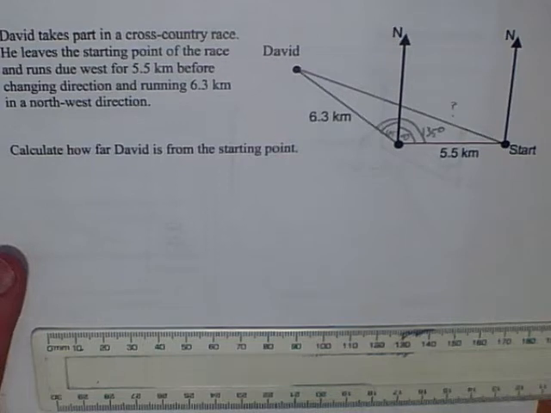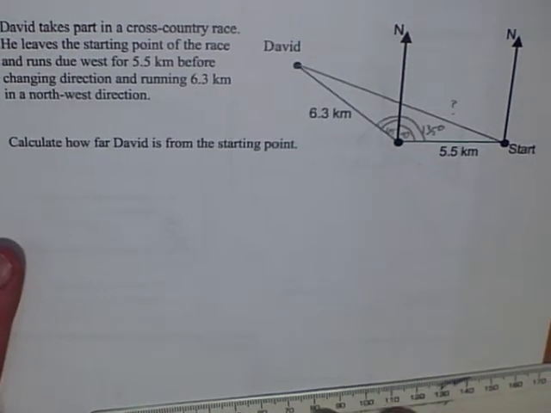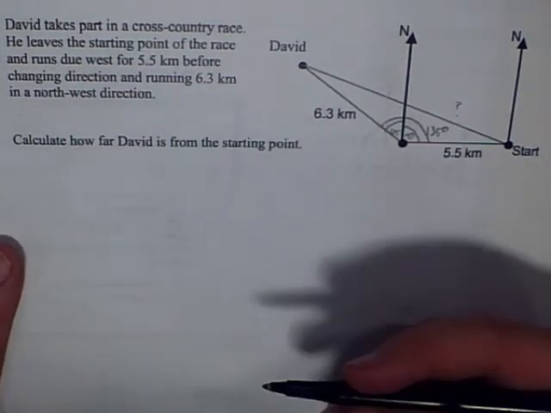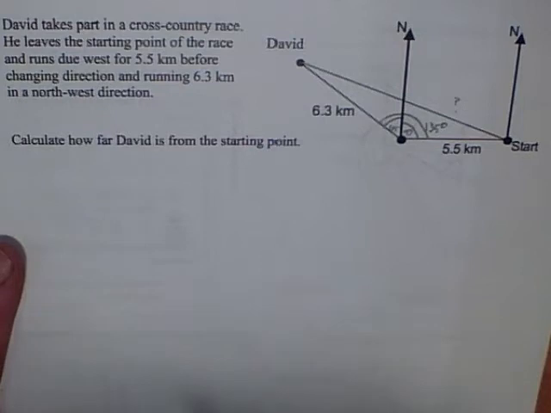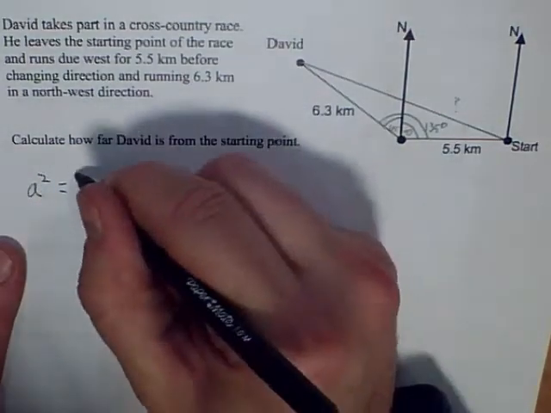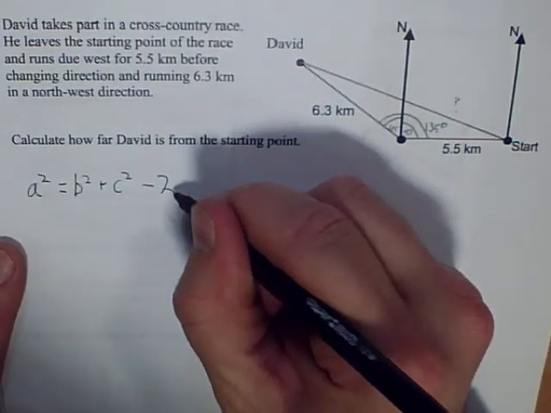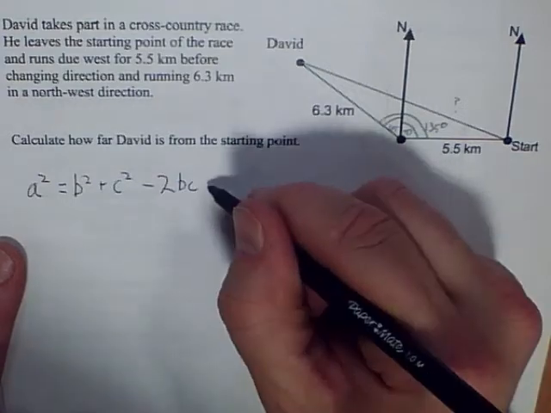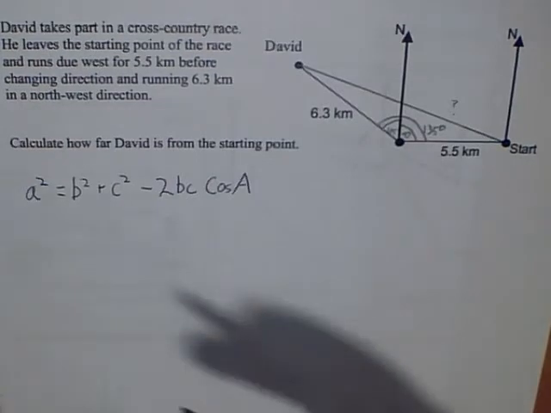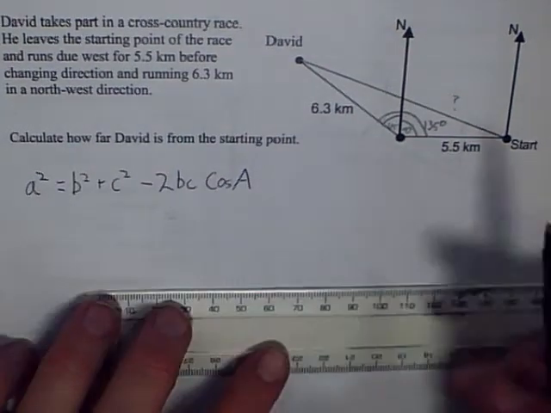From this point in, I need to realize that the best thing to solve this problem is going to be the cosine rule. The cosine rule is given to you in the exam paper, so you don't need to memorize it, but you do need to know how to use it. It's a squared equals b squared plus c squared minus 2bc cos A. Now that doesn't necessarily mean much to you unless you know what these a's and b's and c's stand for. So let's have a look at it in this case.